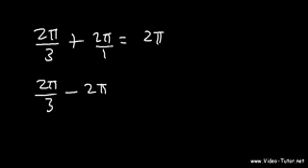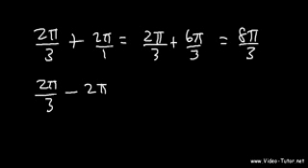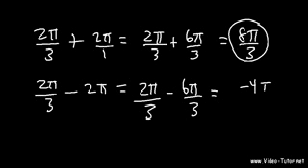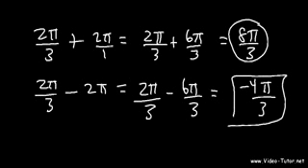But what you need to do is get common denominators. 2 pi is the same as 6 pi over 3. So the answer is 8 pi over 3. That's the positive coterminal angle. To find a negative one, let's subtract 2 pi over 3 by 6 pi over 3, and we're going to get negative 4 pi over 3. So that's it for coterminal angles. That's all you got to do.